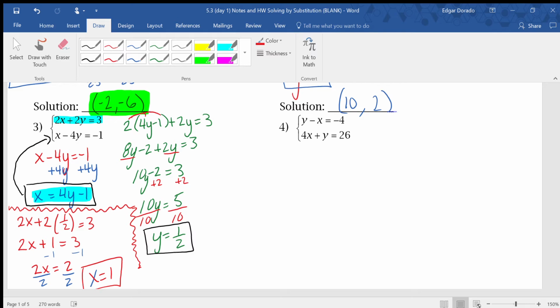Well, again, none of those are already solved or all by themselves, so why don't we go ahead and just choose one? I'm going to go ahead and choose this top one. And again, the reason why I'm choosing it is because, look, if the y was all by itself, it'd be kind of nice because it's already a coefficient of 1. So what I'm going to do is get rid of this x here to get y equals x minus 4.